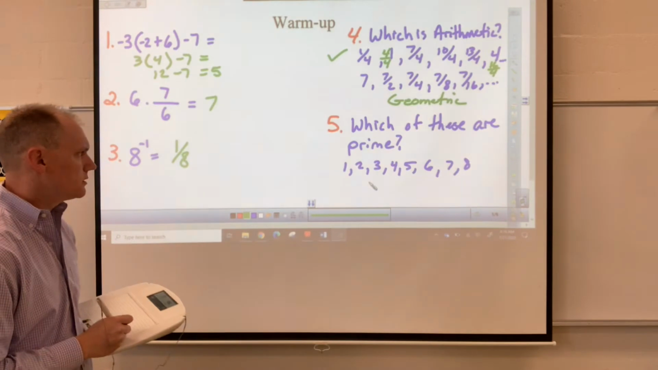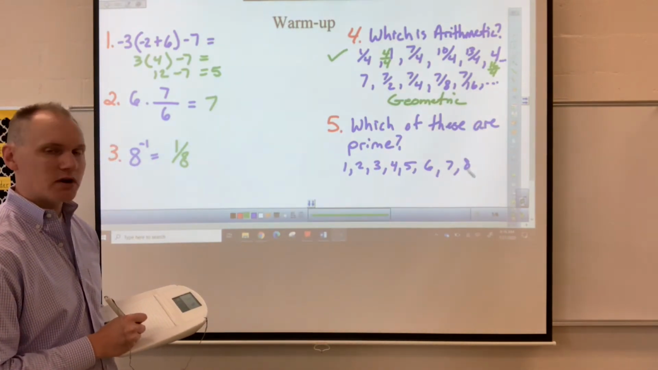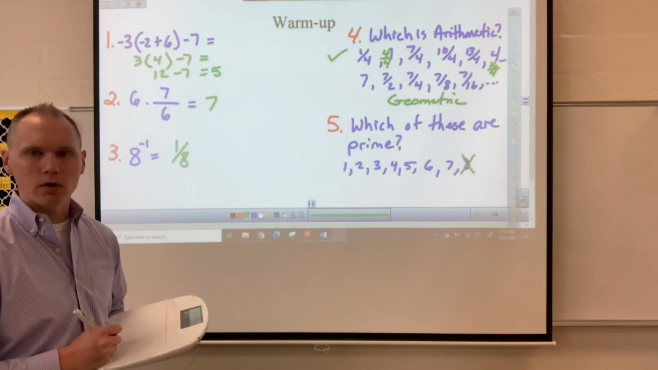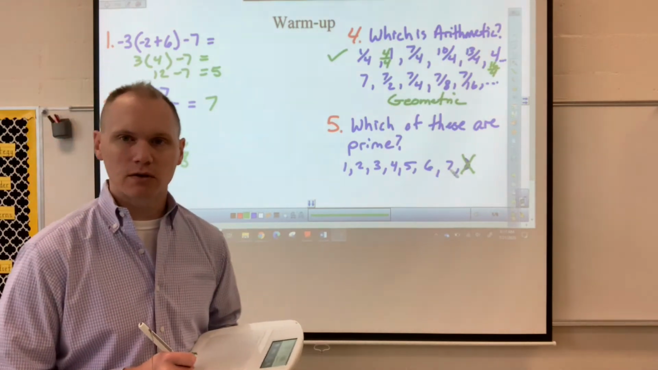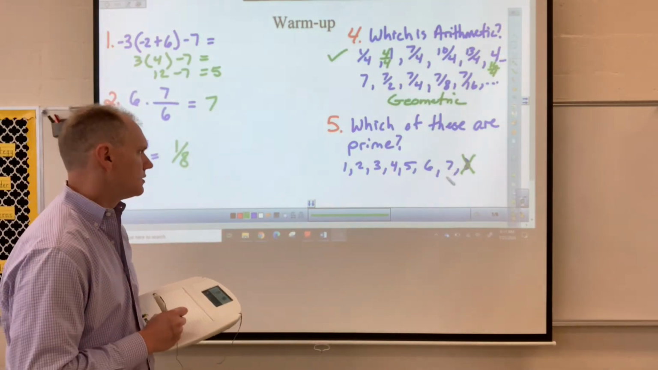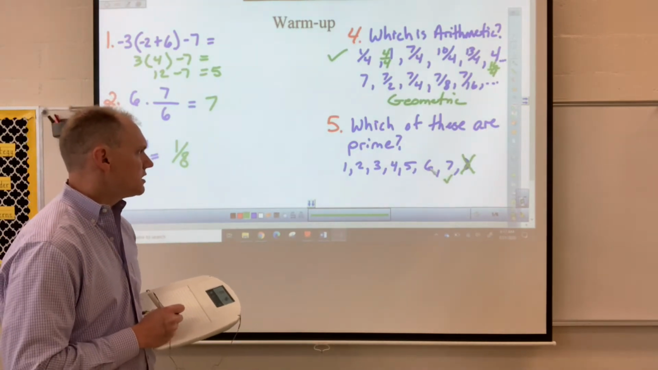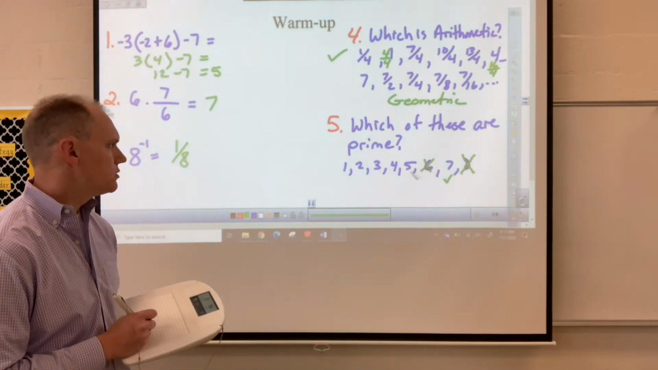So let's start with 8. Is 8 divisible by two different numbers, 1 and itself? No, because that's also divisible by 2 and 4. Is 7 divisible by 7 and 1? And that's it. Yes. So 7 is prime. Is 6 only divisible by two different numbers, 1 and itself? No, because it's divisible by 2 and 3.